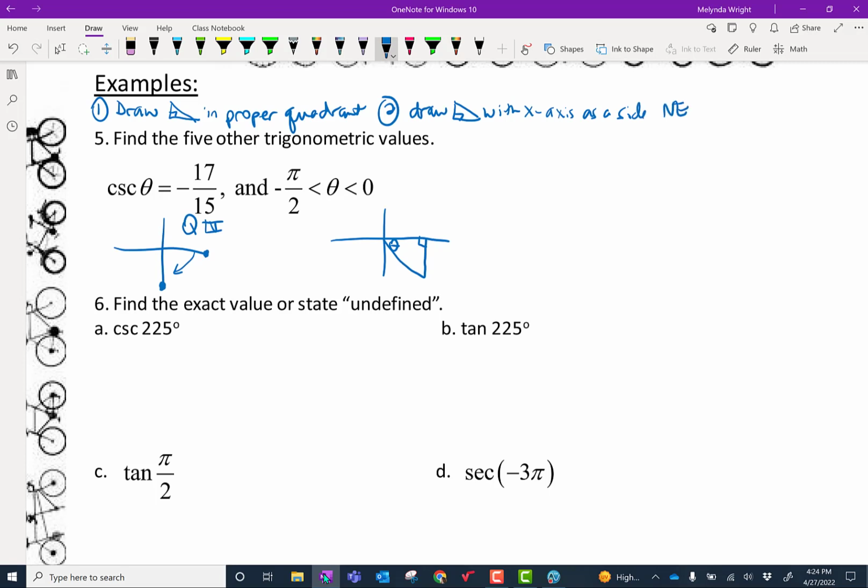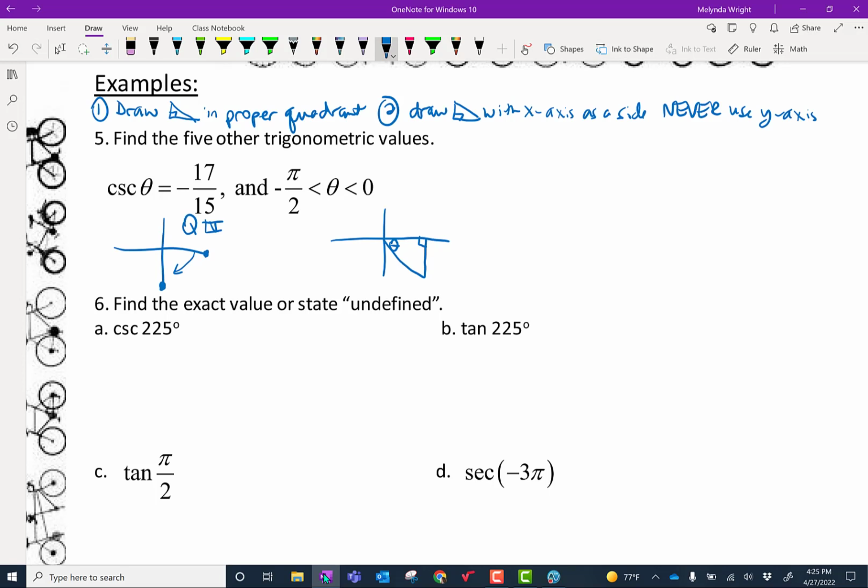Never use the y-axis as a side of the triangle. Never ever use the y-axis as a side of the triangle. That's probably one of the most common errors that I see. So we need to be sure we're drawing it with the x-axis as a side. And our theta is going to be right close to the origin. So whatever tip of the triangle is right close to the origin, that's where the theta is.